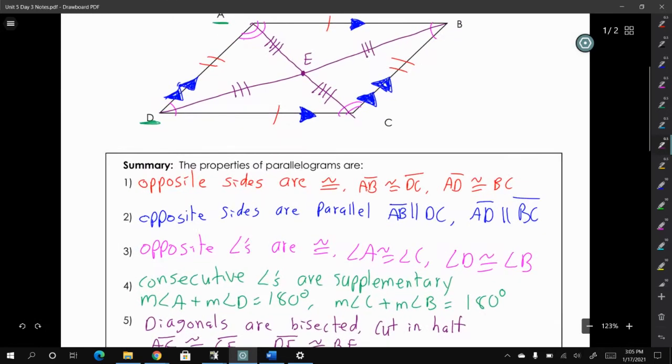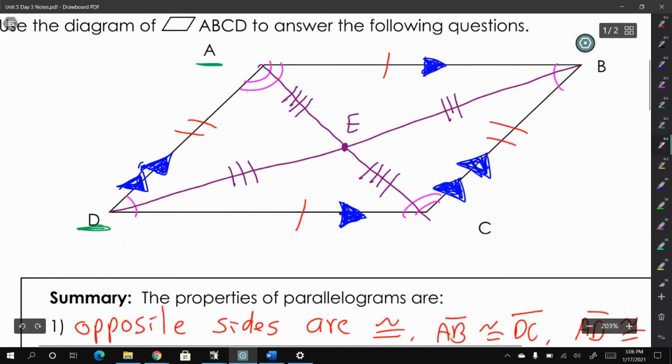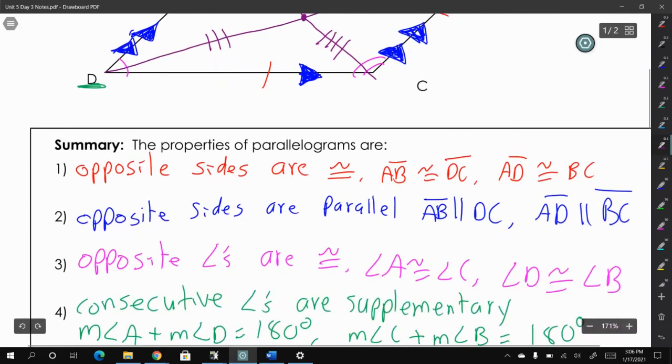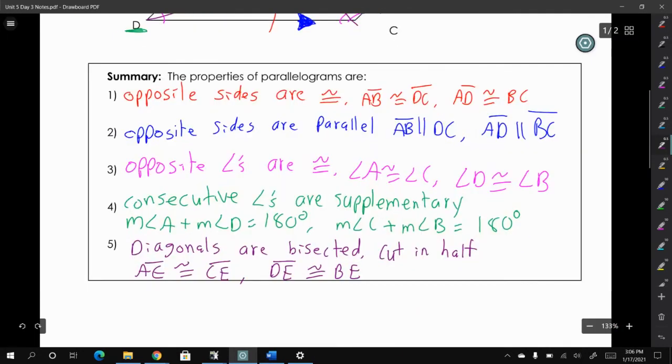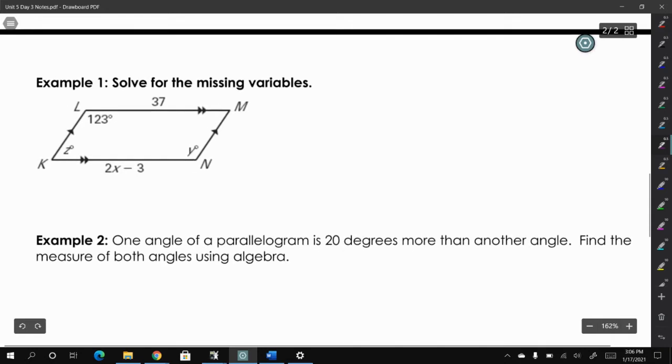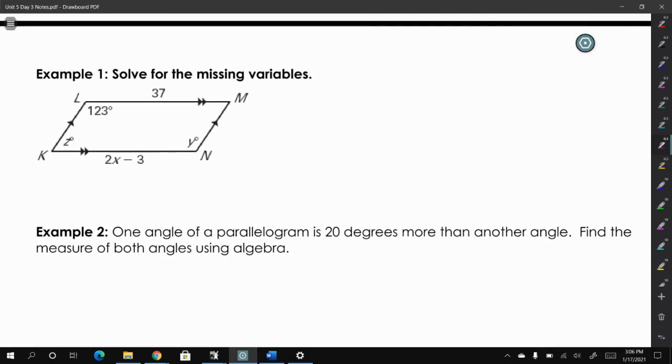Right, so if a shape is a parallelogram, then all of these properties are true that we see drawn here and written below. So it's important that you have this easily accessible, so that when you're given a parallelogram, you can quickly see all the properties that we have. So if we look on the next page, we're going to use these properties to solve some problems.